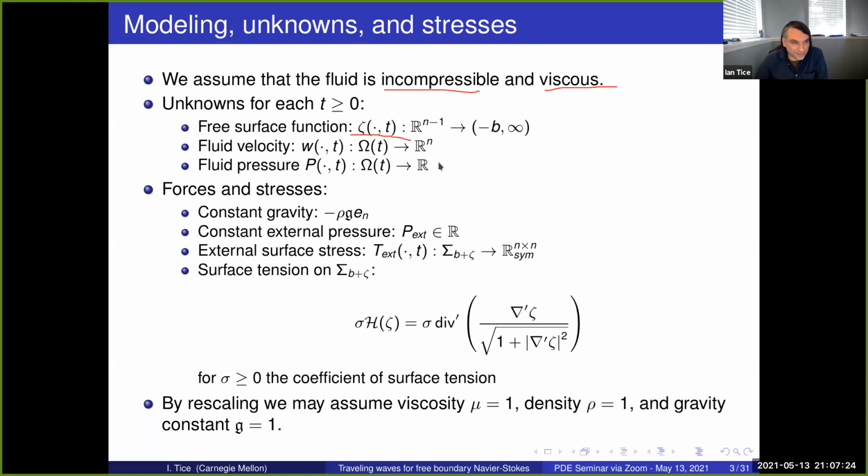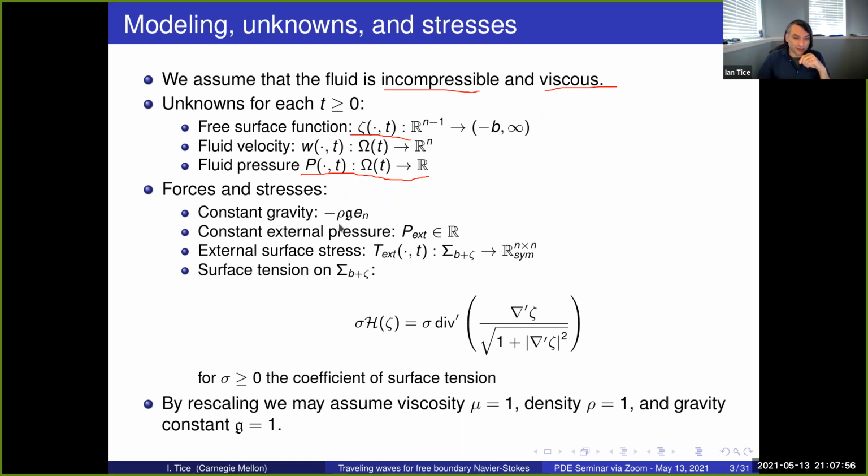And then we need to specify some extra dynamic variables. So we need to specify the fluid velocity field, which I'll write as w here. This is a vector field taking values in R^n. And we also need to specify the scalar pressure, which takes values in the reals, and I'll write as capital P for the purposes of the beginning of the talk. So this is how we will actually describe the fluid with these 3 variables. We also need to specify the various forces and stresses that are acting on the fluid.